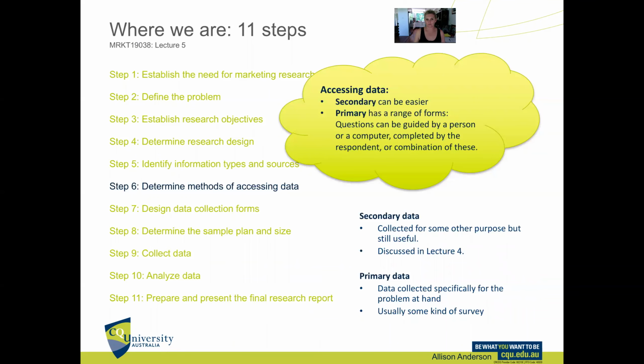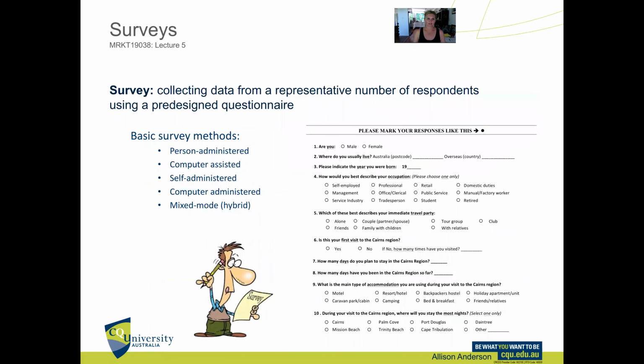Okay, so back to our 11 steps. We identified information types and sources in the previous lecture. This one is about determining methods of accessing data. So secondary data, as discussed in lecture 4. Primary data is data collected specifically for the problem at hand, and it's usually some kind of survey. Okay, so a survey is collecting data from a representative number of respondents using a pre-designed questionnaire.